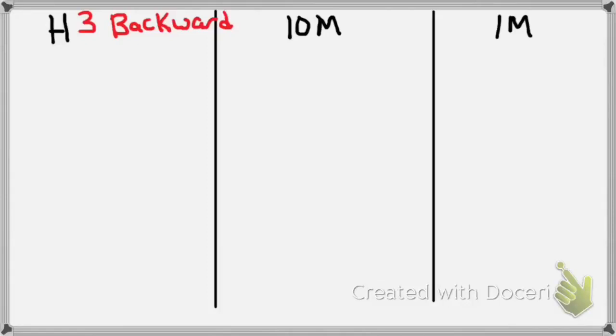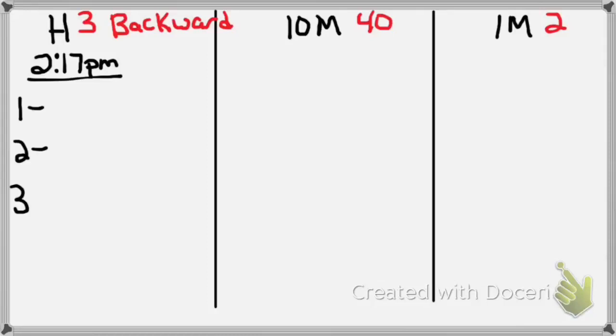I know that there are 3 hours in the elapsed time and 42 minutes. So I'll write my 3 in my hours, my 40 in my 10 minutes, and my 2 in my 1 minute. She started at 2:17 p.m. So I'll write that time and underline it. Okay, there's 3 hours, so let's number them 1, 2, 3.